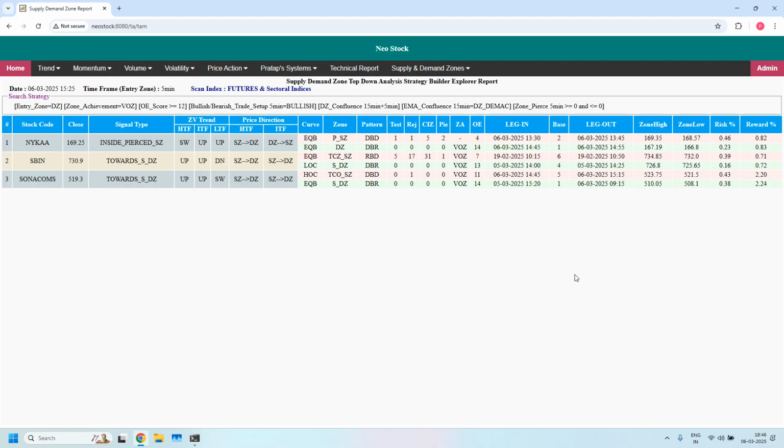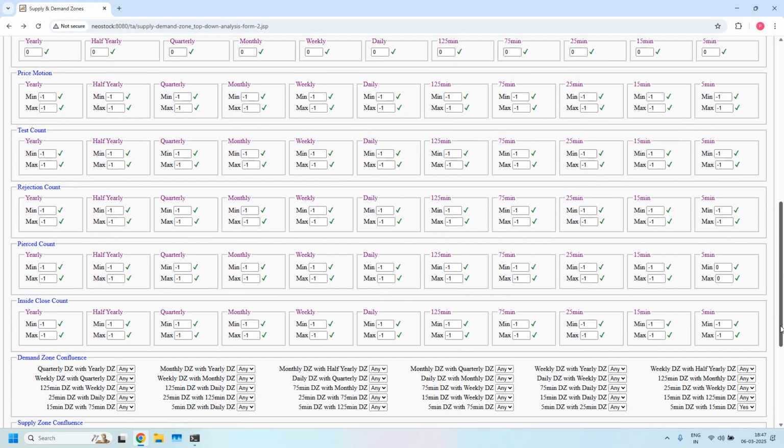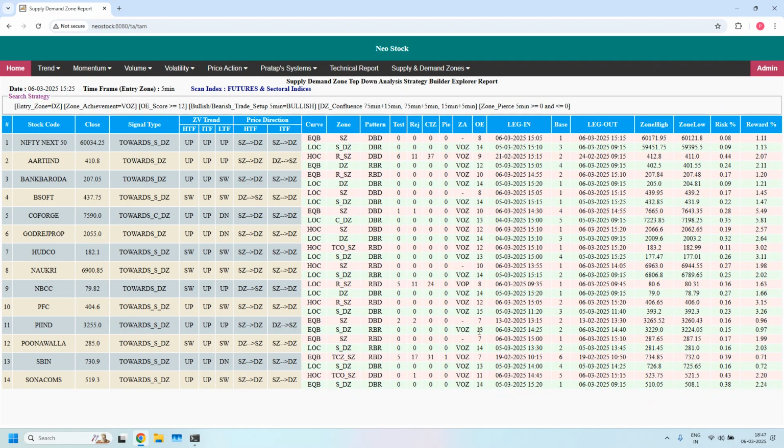Okay, next we will check based on LTF, ITF and HTF demand zone confluence. That is 5 minutes, 15 minutes and 75 minutes demand zone confluence. I removed this ITF filter. So in the demand zone confluence, already 5 minutes demand zone with 15 minutes demand zone confluence is enabled. So next 5 minutes demand zone with 75 minutes demand zone confluence. Next 15 minutes demand zone with 75 minutes demand zone confluence. With all the three filters, we got 14 stocks.